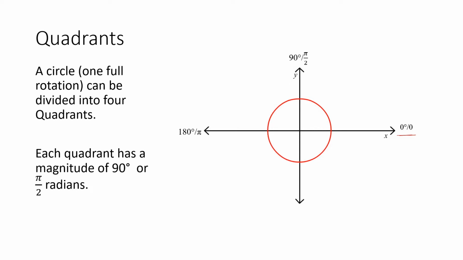Then another 90 degrees will bring us to 180 degrees or pi. And another quarter turn will bring us to 270 degrees or 3 pi on 2. And a full rotation brings us back to 0. So from 0 degrees to 90 degrees, we have our first quadrant. Then we have our second quadrant between 90 and 180 or pi on 2 and pi. We have our third quadrant, in the third quarter, 180 degrees to 270 degrees or pi to 3 pi on 2 radians, and our last quadrant, quadrant 4, will fall over here.